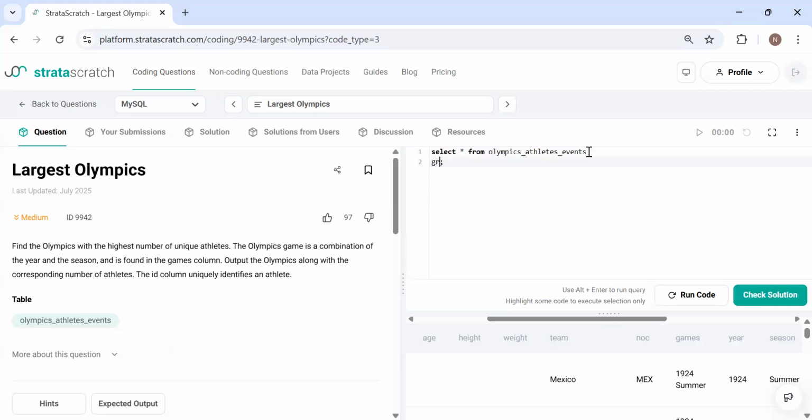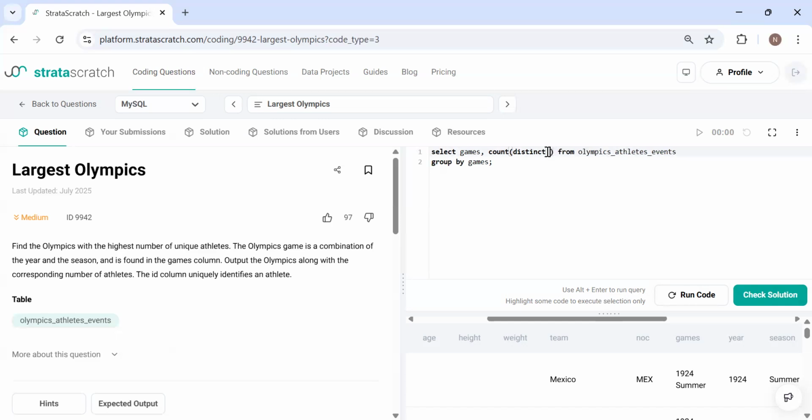So first we are going to do what? We are going to do group by on games, because we have to find out the number of unique athletes in each Olympic. So in each Olympic, it should be unique. For that, we are going to do group by on games because it contains the Olympic game value. And then here we are going to write games and then count of athletes. But we need distinct count, unique count, because we need the highest number of unique athletes.